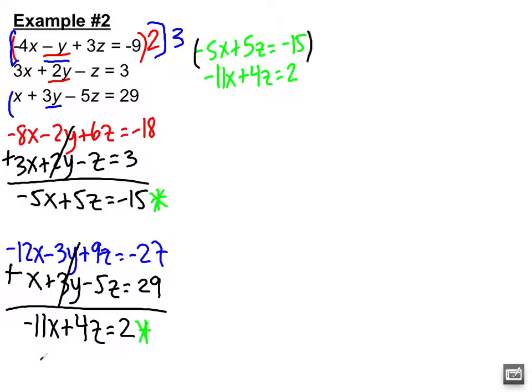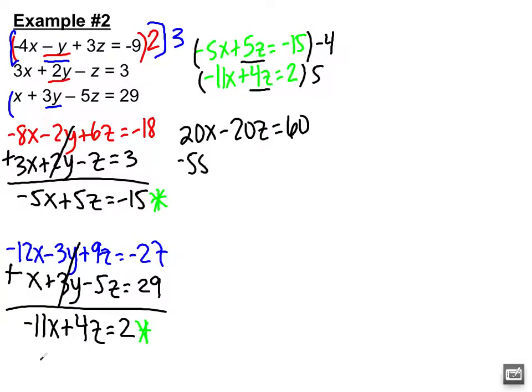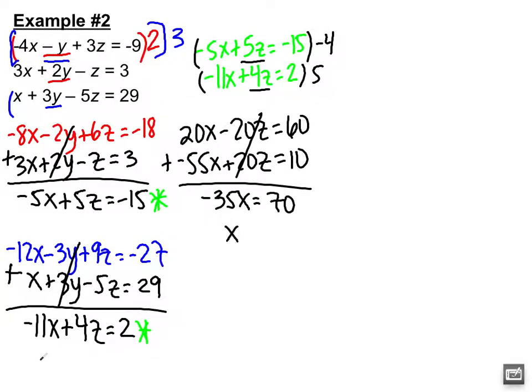This time, I'm going to multiply my top equation by negative 4, my bottom equation by 5. So I have negative 20z and positive 20z. I end up with 20x, subtract 20z is equal to positive 60, and negative 55x, add 20z is equal to 10. When I add, my z's are eliminated this time, and I have negative 35x is equal to positive 70, so x equals negative 2.